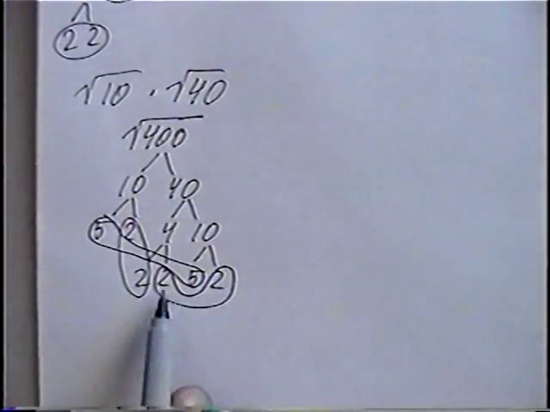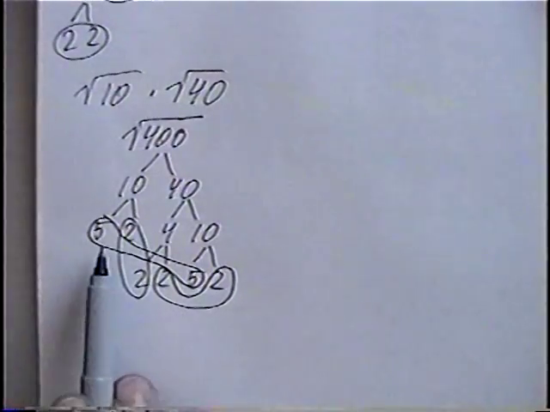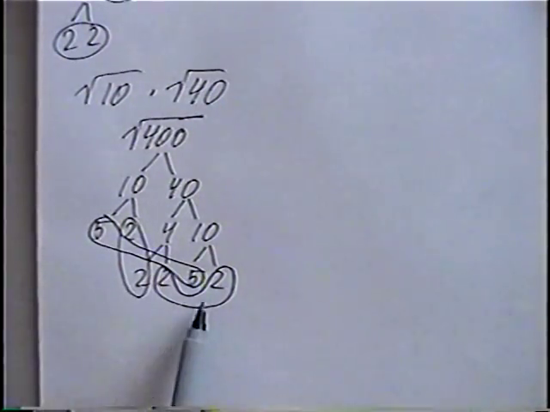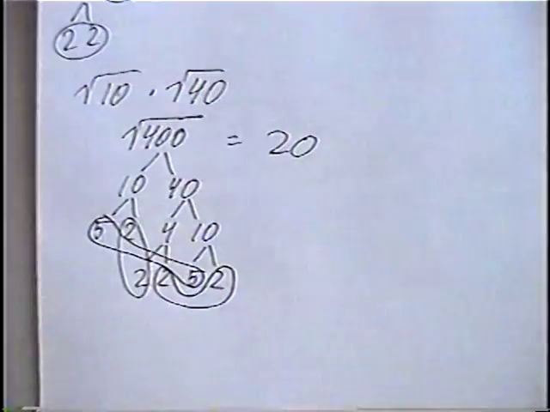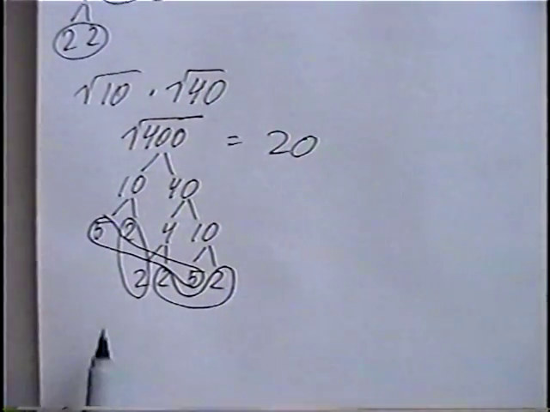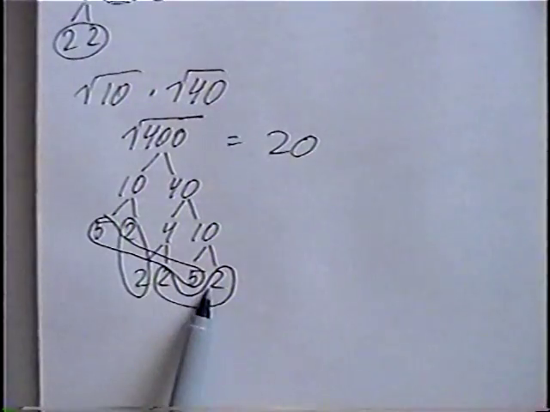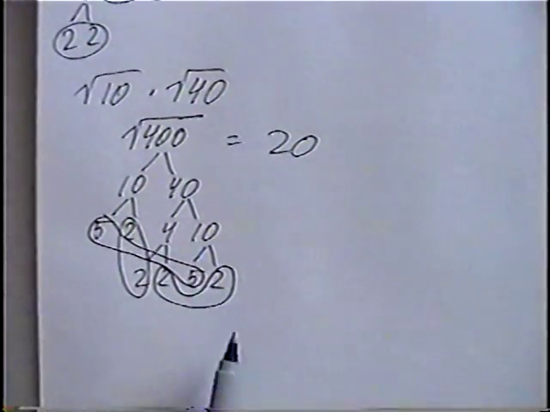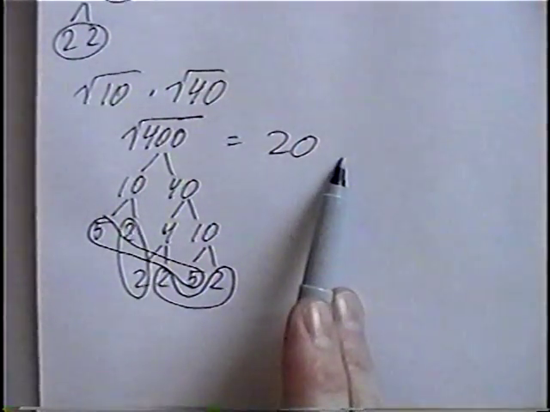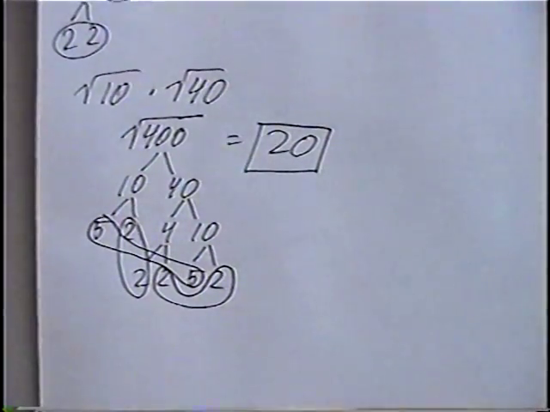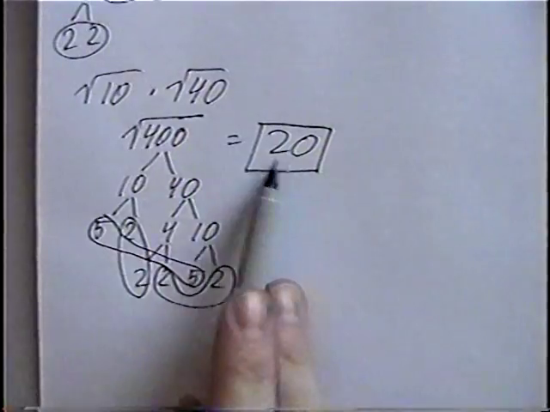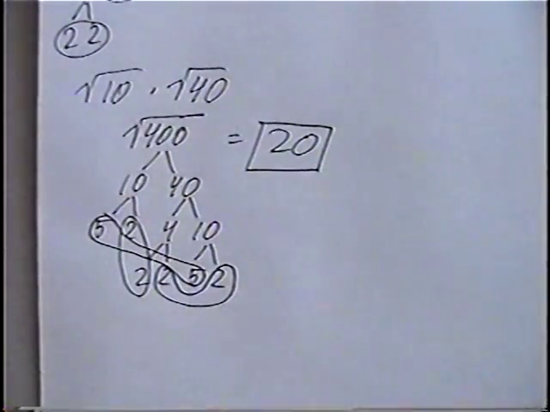Again, anytime you circle more than one number, you can multiply those together. 5 times 2 would be 10, times 2 more would be 20. Looking at the factor tree, there's no other numbers that we did not circle and no numbers that we did not factor. So there's no numbers inside the radical sign. In this case, our final answer would be 20. And that's because 20 times 20 is 400.